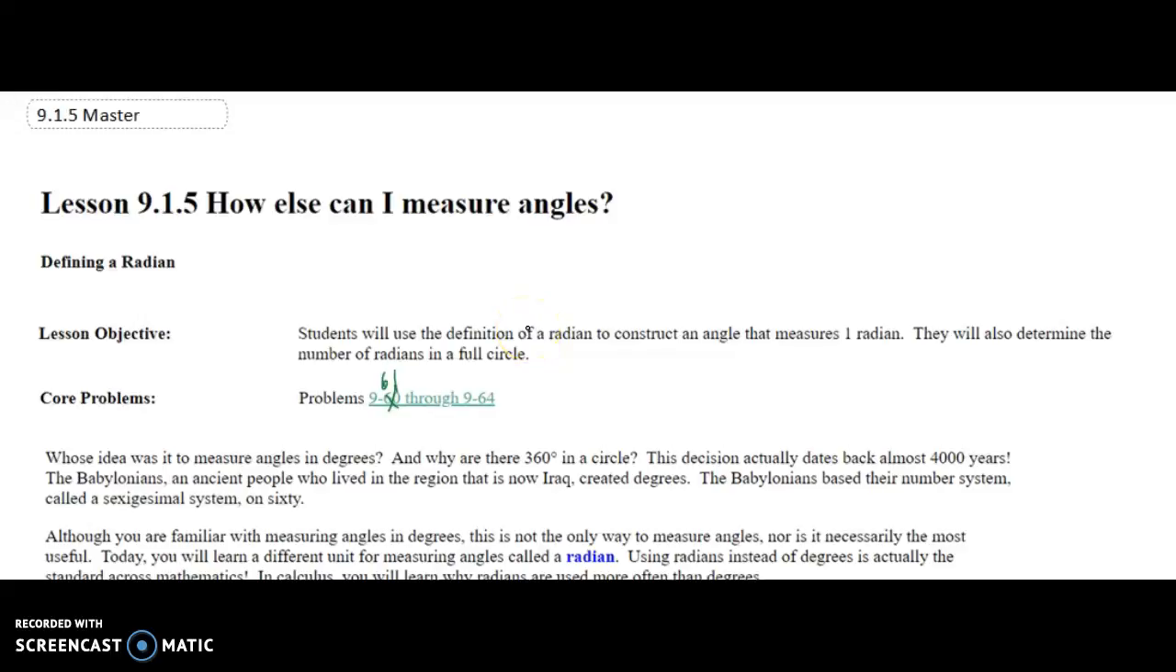Today what I want you to be focusing on is lesson 9.1.5 and how you can measure angles. This is, I think, kind of a neat little lesson. The main objective is to help us learn a new concept of what we call radians. Where do radians come from and what are they? Radians are really just another way to help us out with measuring circles.